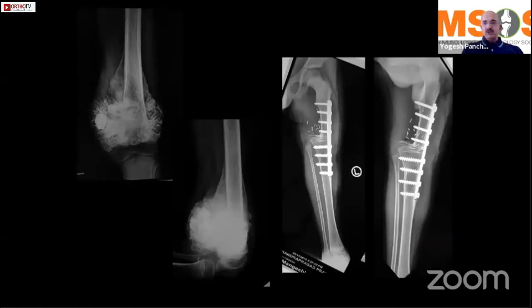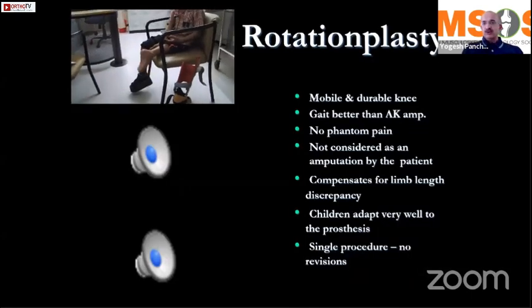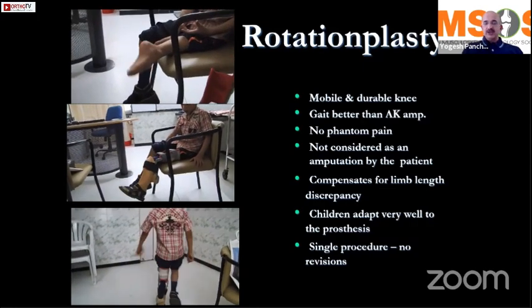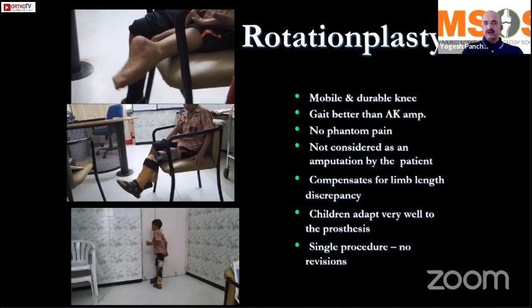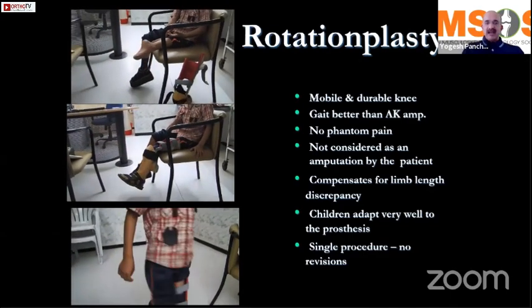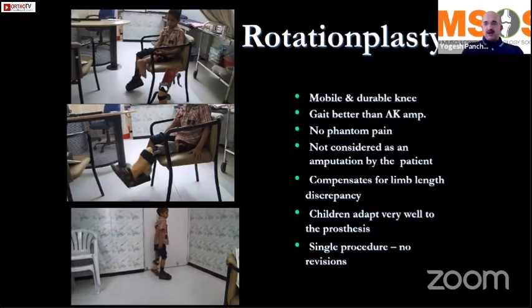So what we prefer to do in children less than 8 years old with osteosarcomas is the procedure called rotation plasty, wherein we resect the tumor, shorten the extremity, rotate it externally 180 degrees, and allow the ankle to substitute for the knee. The advantage is that the children adapt to this particular procedure really very well. They feel as if they are walking on a natural limb. They have a knee control, and psychologically, it's a much better outcome.